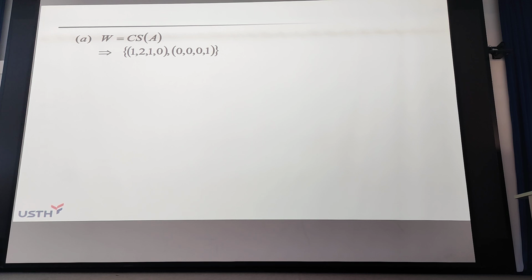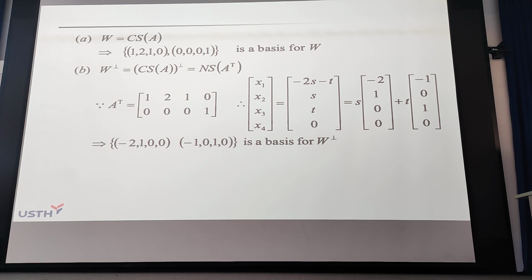And because of that, the column space will be spanned by two vectors here, and those vectors are linearly independent, so it is a basis for the column space. The orthogonal complement of that will be the left null space. And you can find it here, and that will be a basis for the orthogonal complement of W.